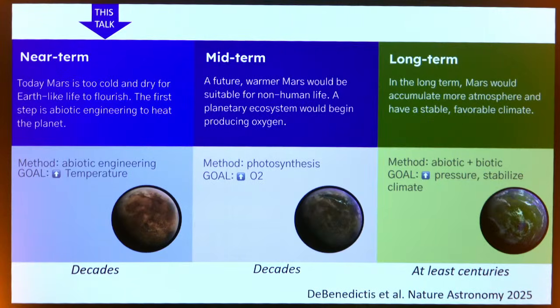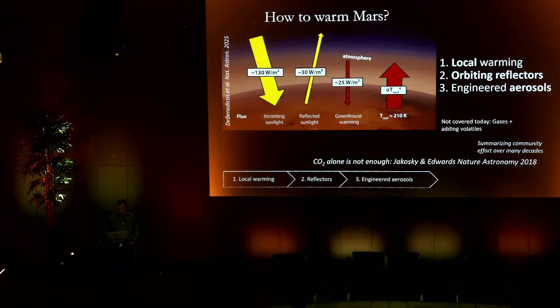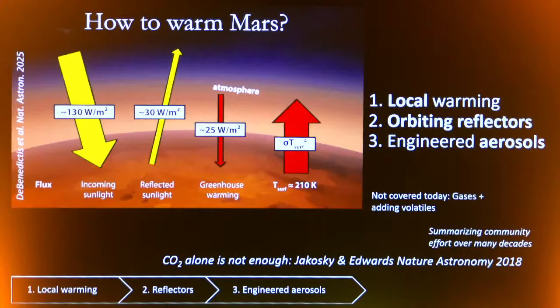So the picture I just sketched out is not a new one. It goes back to the first NASA summer studies from the 1970s, runs through the work of Chris McKay and his students. So what are the options for warming Mars? I'll emphasize three today: local warming, orbiting reflectors, and engineered aerosols. Carbon dioxide outgassing by itself is not enough to warm Mars to enable liquid water, as was pointed out by Bruce Jakosky and Christopher Edwards in a Nature Astronomy paper.